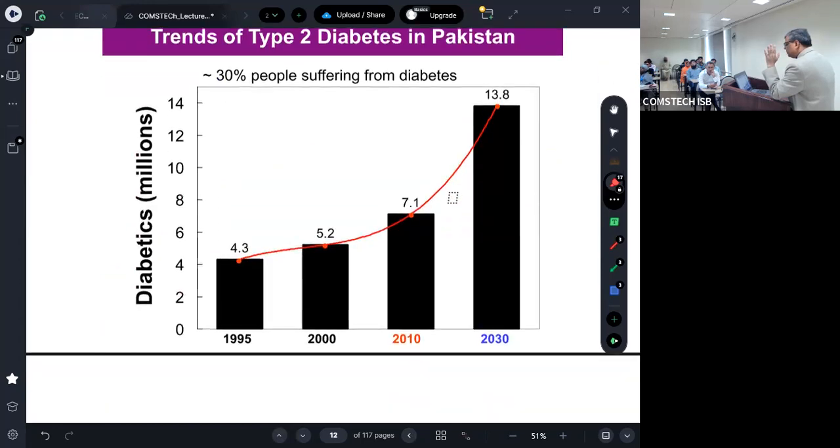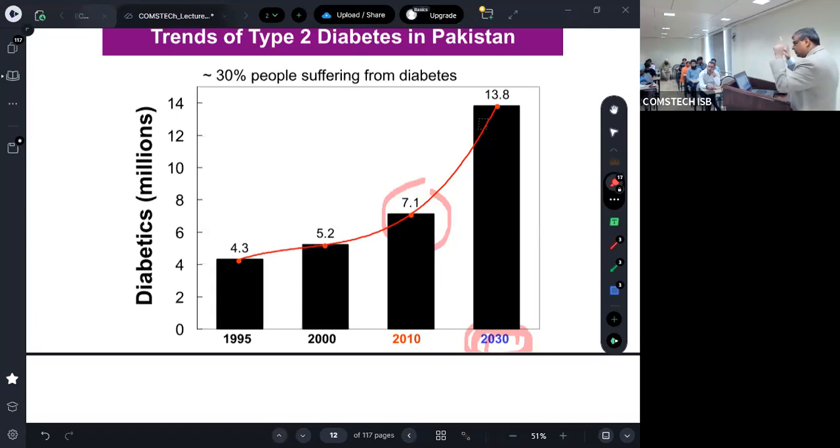This is one of my students. We did this study, maybe in 2010. At that time it was a prediction. IDF made a projection that in 2030 the population with diabetes would be 13 million, but 2030 is still another 7 years away. Now the number is already 33 million. That means the real number of diabetes is more than the projected one.